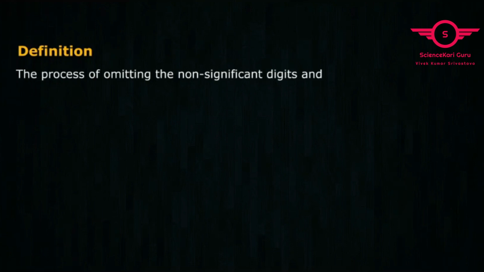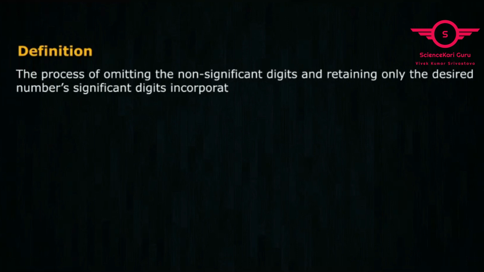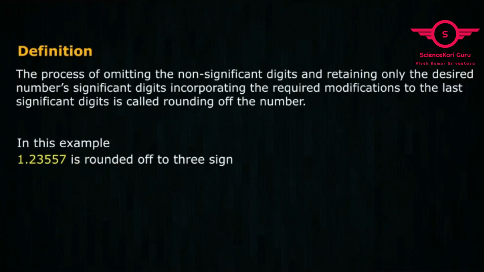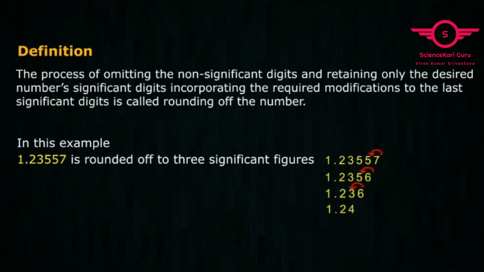In this module, we shall discuss rounding of numbers. Definition: the process of omitting the non-significant digits and retaining only the desired number of significant digits, incorporating the required modifications to the last significant digit, is called rounding of the number. In this example, 1.23557 is rounded off to 3 significant figures as 1.24.